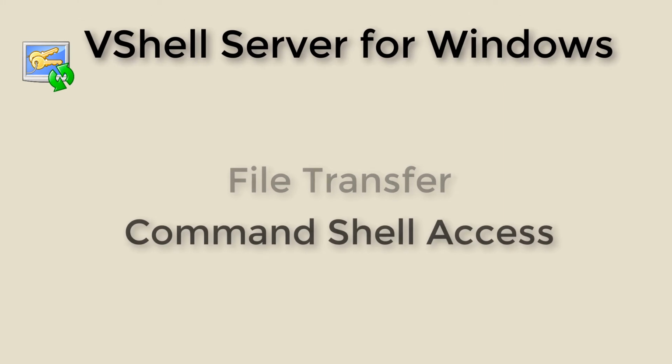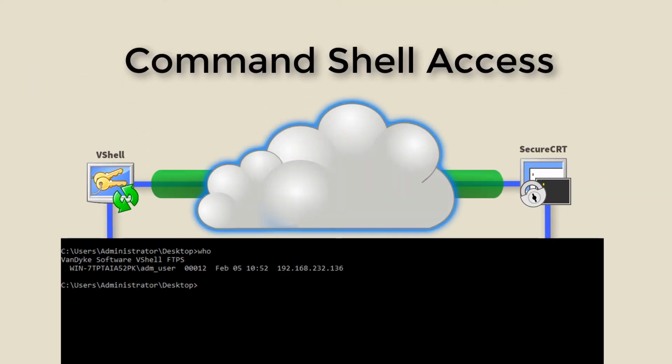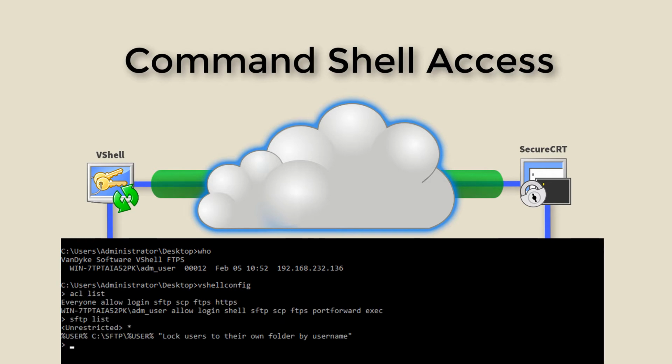An SSH2 terminal client like SecureCRT can initiate a connection to VShell and gain access to a command shell on the VShell machine in which administrative activities can be performed.